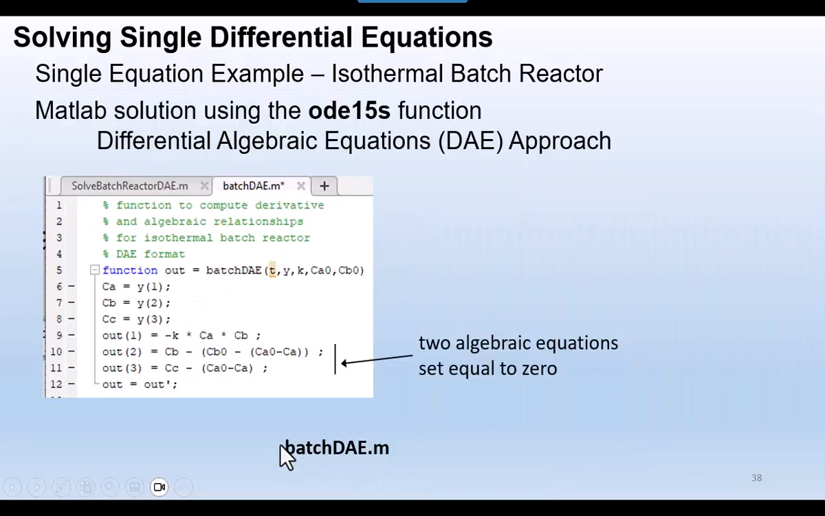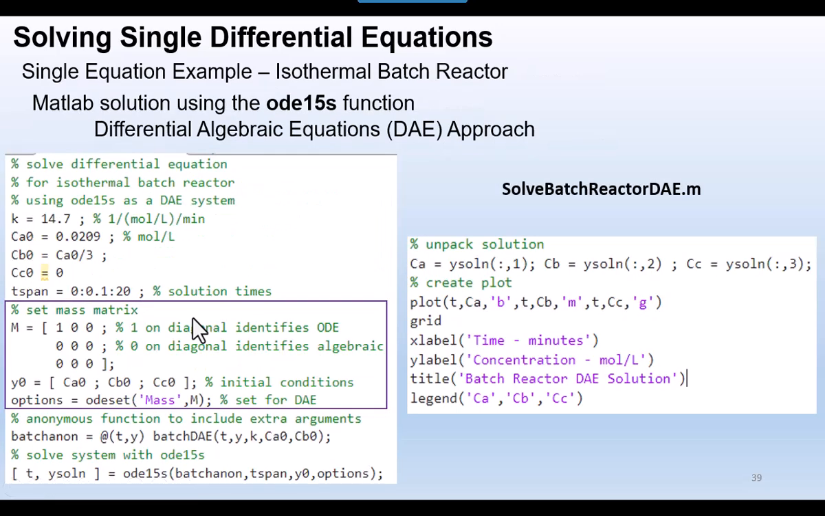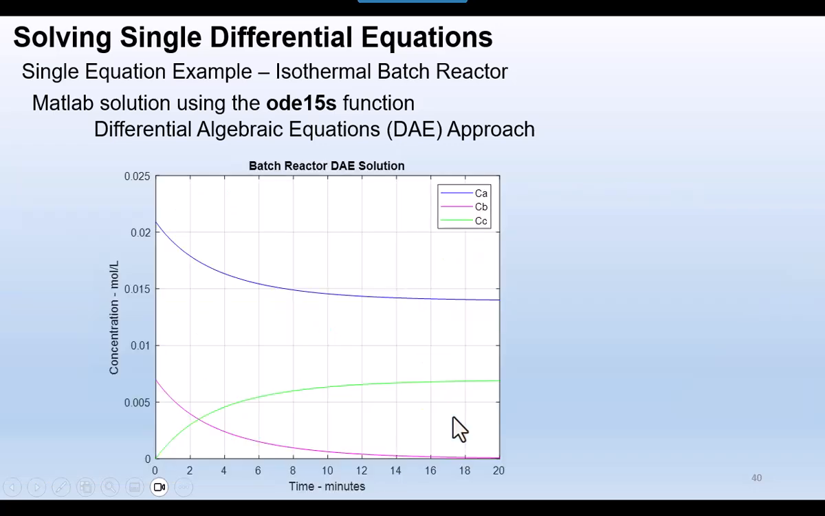And then for the DAE approach, we now include the two algebraic equations set equal to 0 and assigned to out 2 and out 3. And here we unpack all three in order to do these three statements and return the out variable. And then this shows the addition of the mass matrix and the ODE set, and then solving it with ODE15S. And we come back and we have the same solution that we had before. Okay?